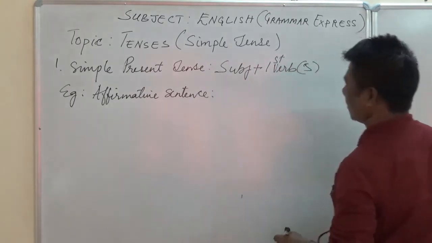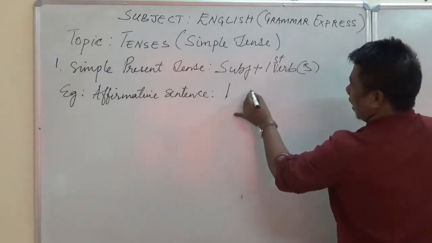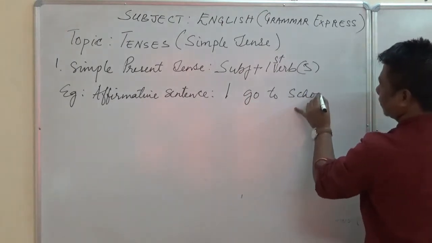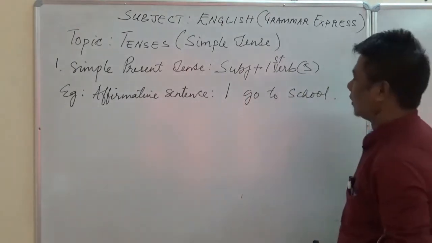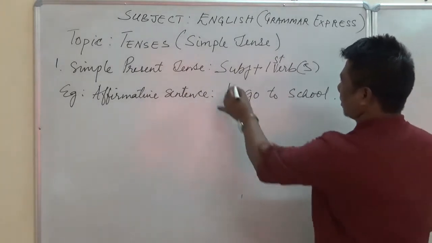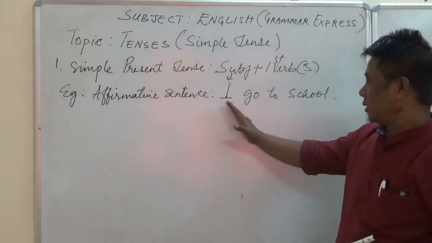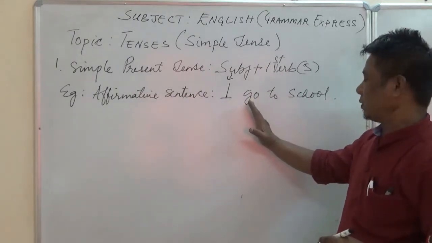Affirmative sentence. I go to school. In a simple way, here you see the subject I. Since it is first person, it uses the first form of the verb without S.